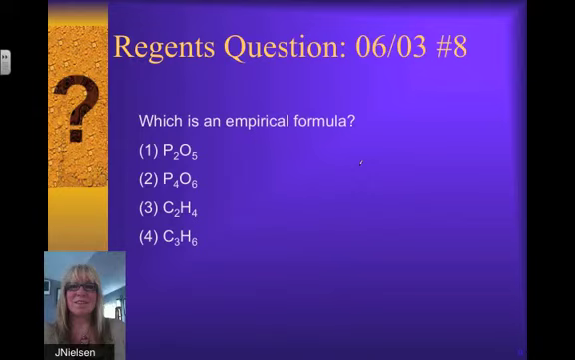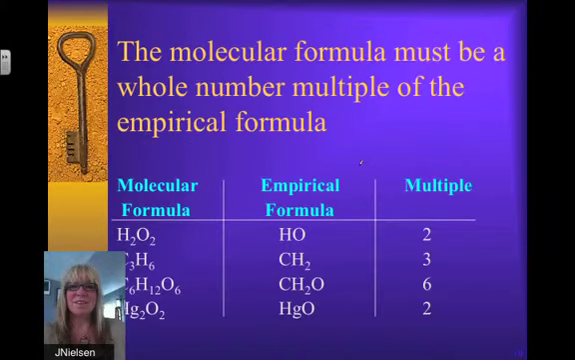So which is an empirical formula? Well, you're looking for the one that cannot be reduced, which would be choice 1. Here's some examples of empirical formulas and their molecular formulas, and you can see the multiple.